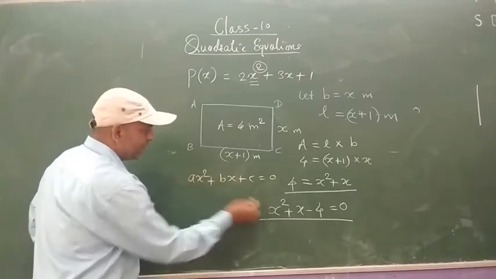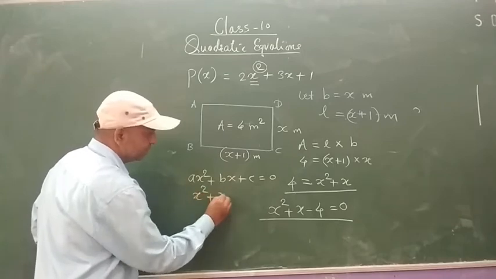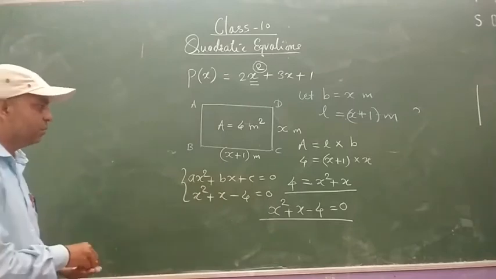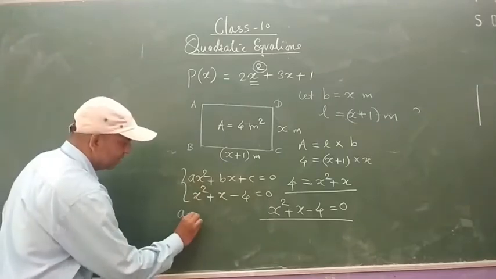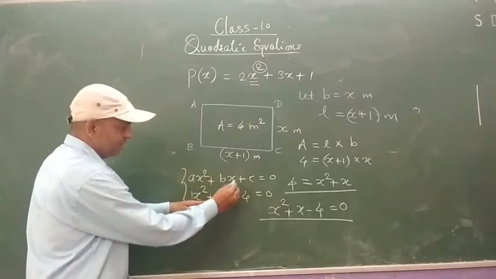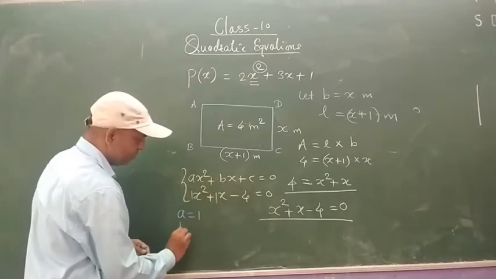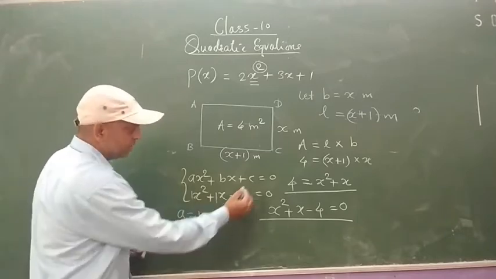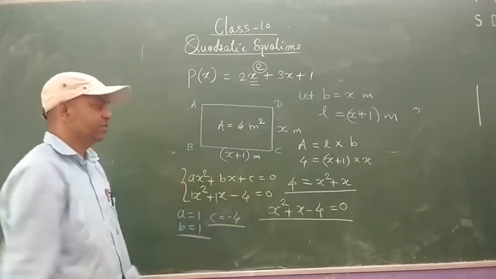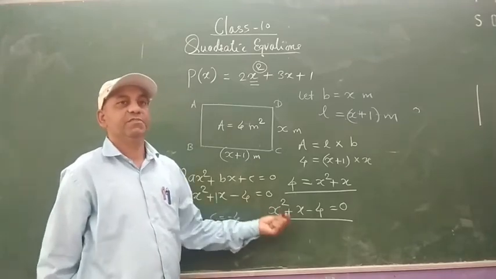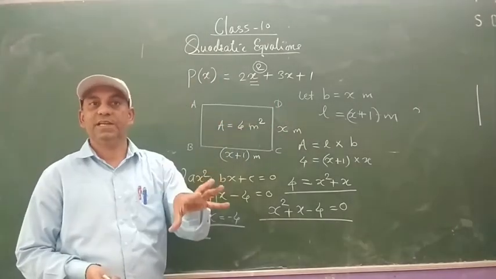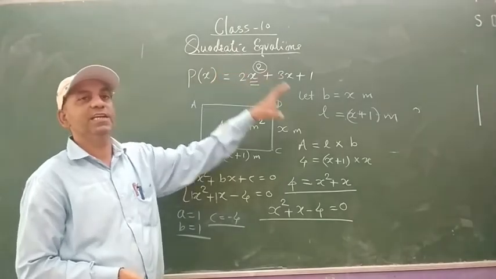Why? Because when we compare these two equations, what is the value of a here? a is 1. What is the value of b here? It is the coefficient of x, which is 1, so b is 1. Then what is the value of c here? c is minus 4. So this is the quadratic equation. So we represent such a type of situation in mathematics in the form of a quadratic equation.